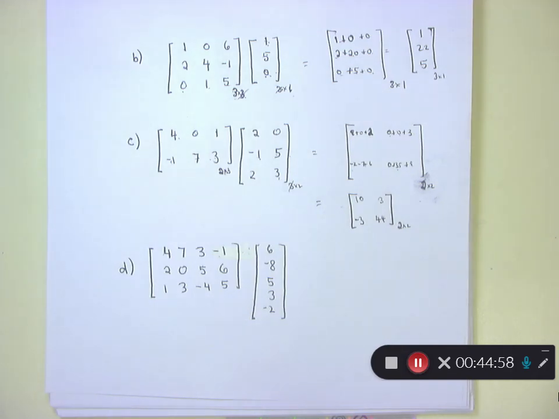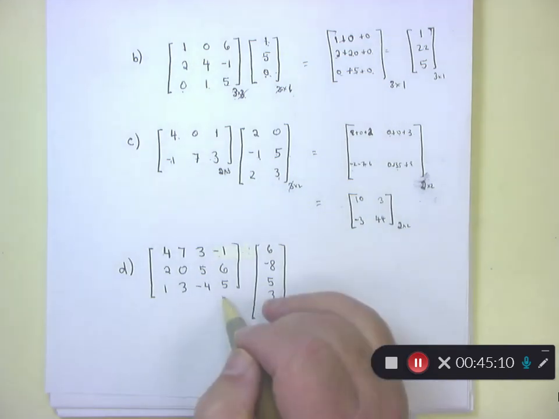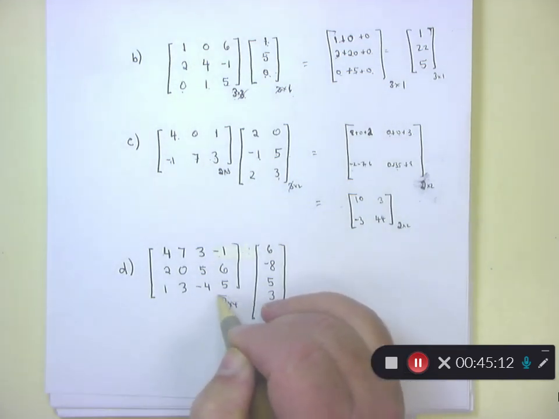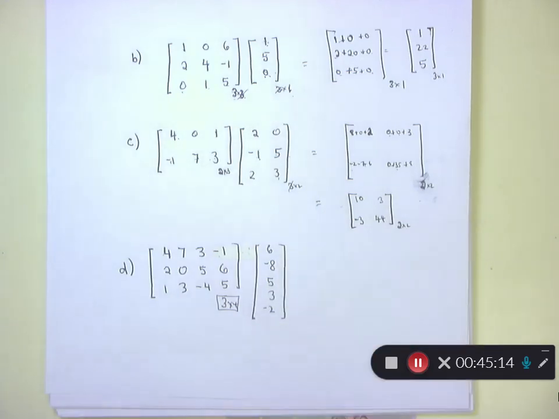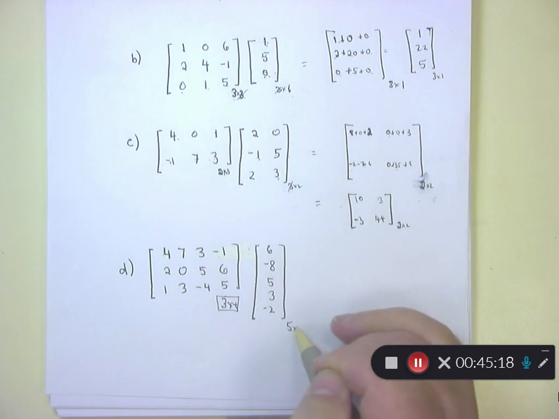I got the matrix 4, 7, 3, -1, 2, 0, 5, 6, 1, 3, -4, 5, times 6, -8, 5, 3, -2. What size is this first matrix? 3 by 4. What size is the second matrix or vector? 5 by 1.